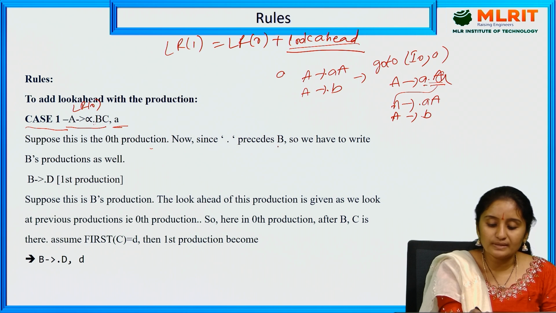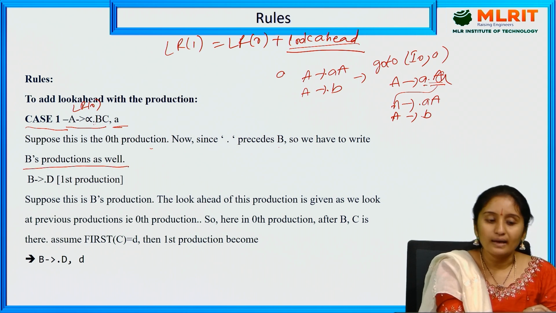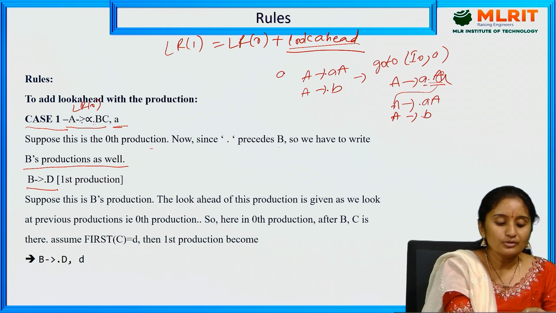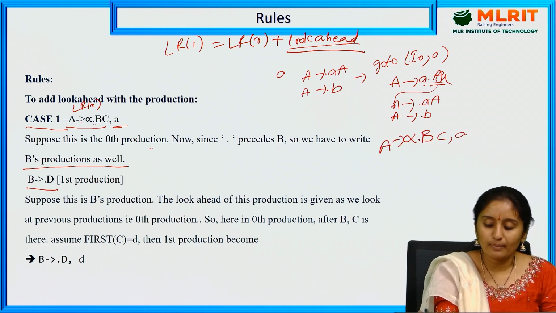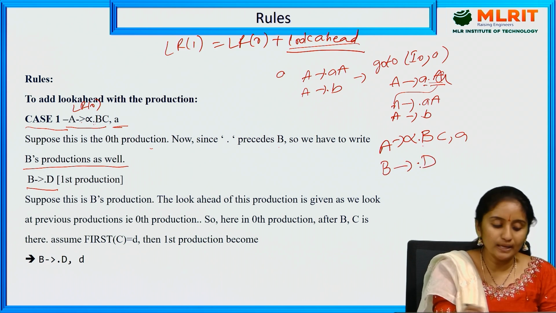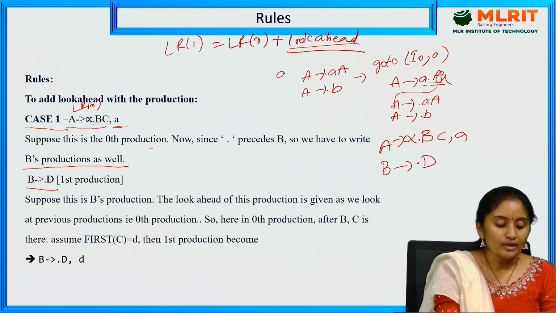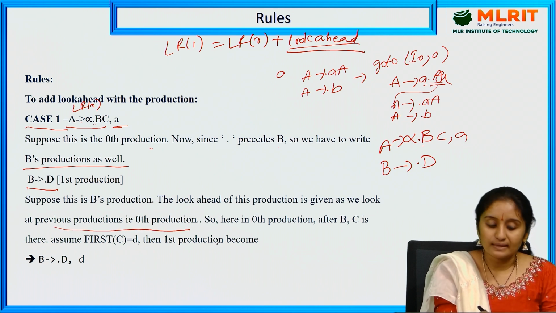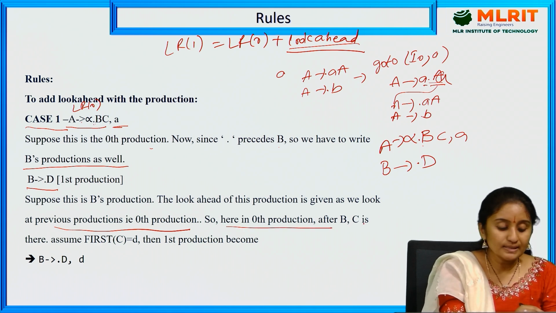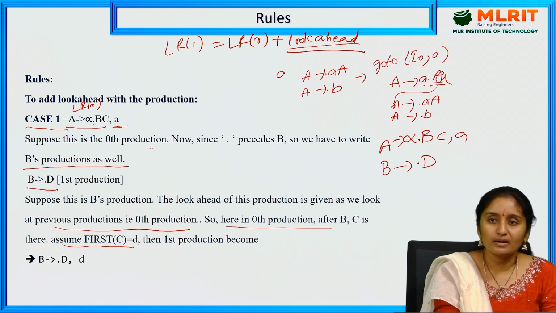Now since dot precedes B, we have to write B's production as well. We have written B's production. So if I have a production like A tends to alpha dot BC, comma a, after dot I have a B. So I write the B production, that is B tends to dot D. Suppose this is B's production. The lookahead of this production is given by the previous production, that is the 0th production. So here in the 0th production, after B, C is there. So assume first of C.